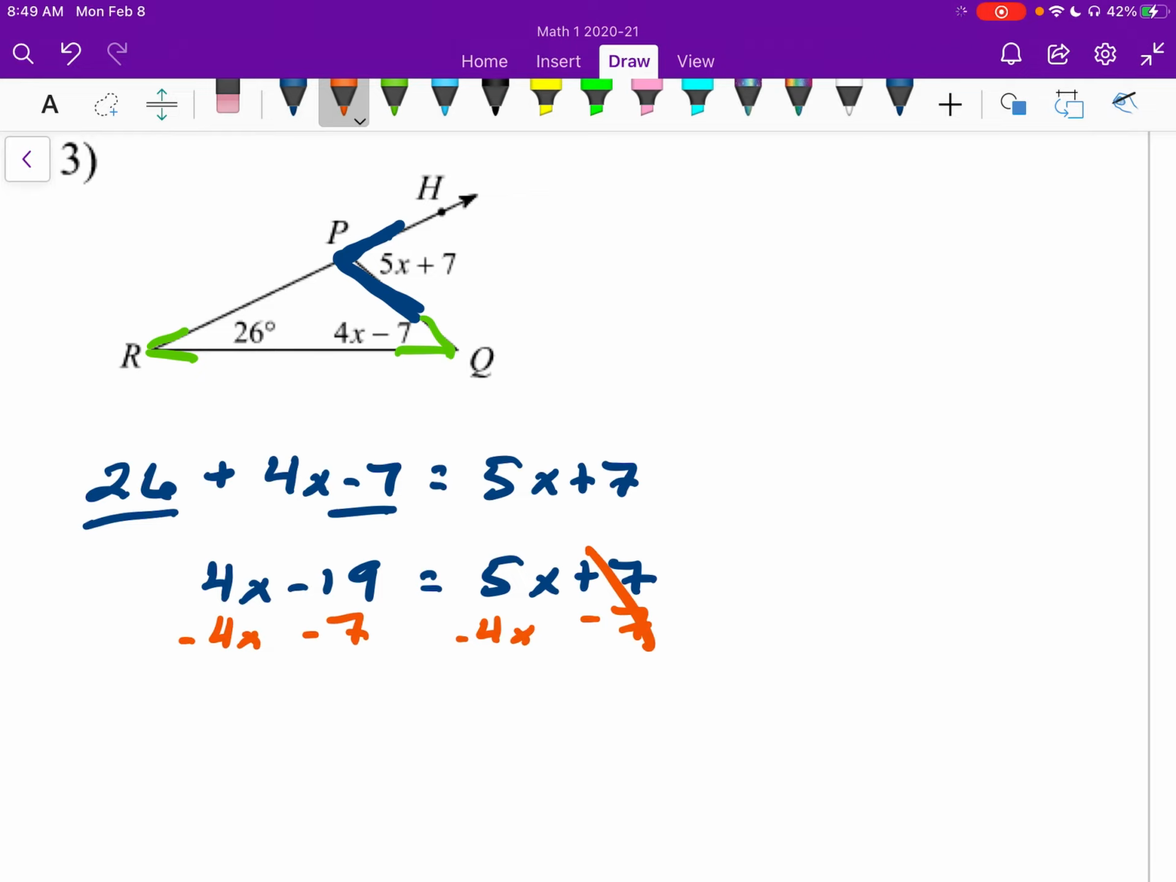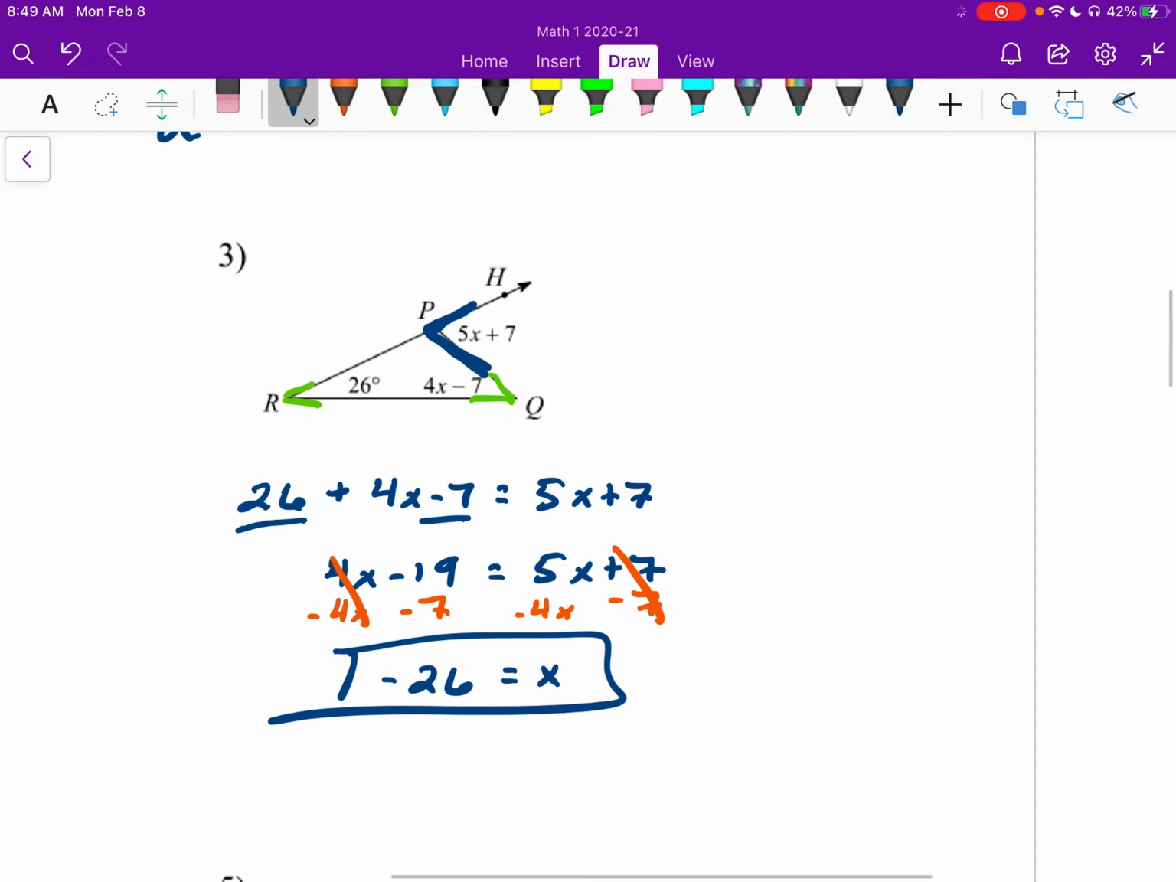So my 7 cancels, my 4x cancels, and I'll be left with, what is that, negative 26 is x. Is that right? Negative 19 plus negative 7 gives me negative 26. There we are.